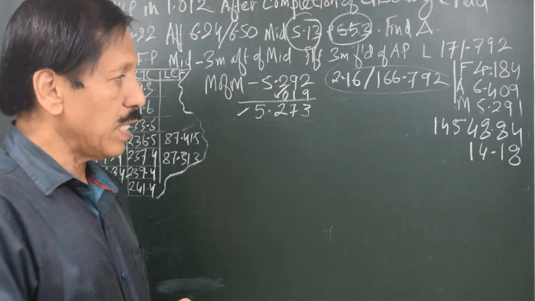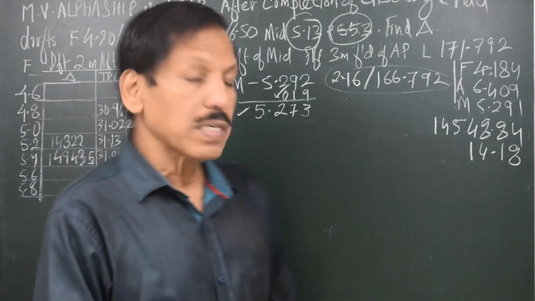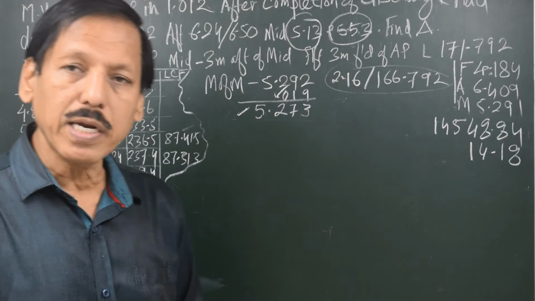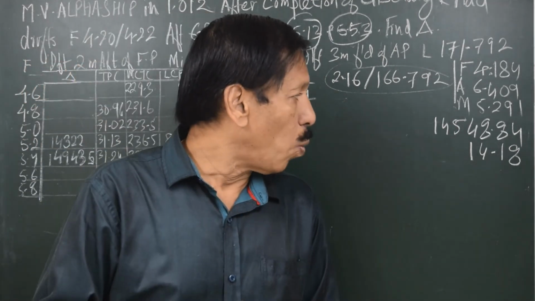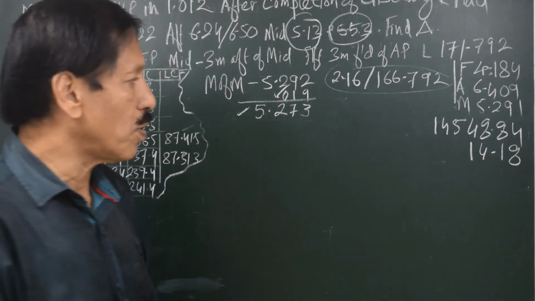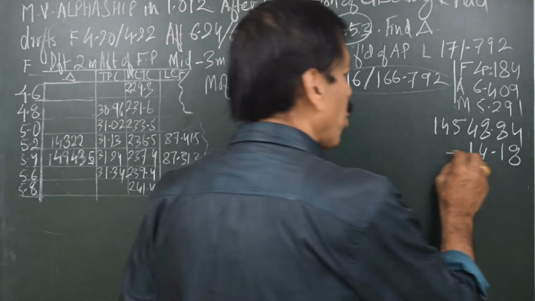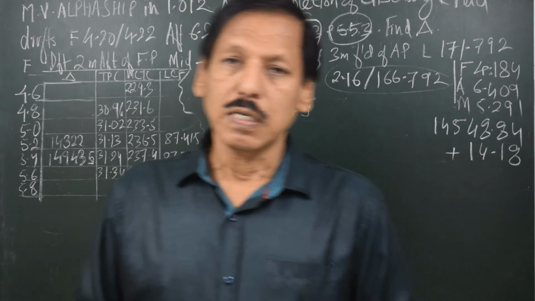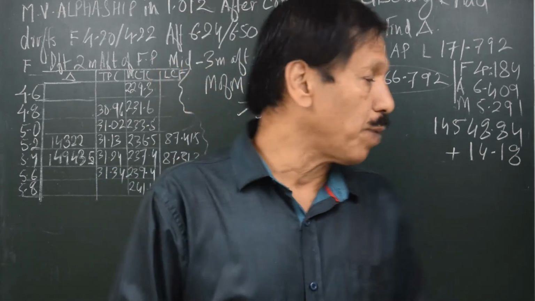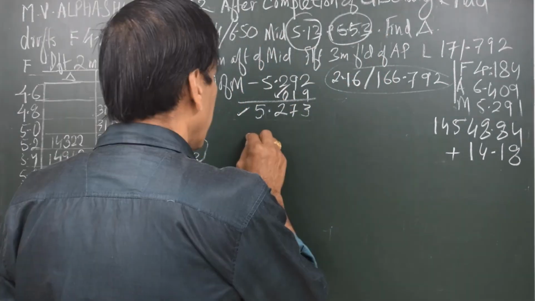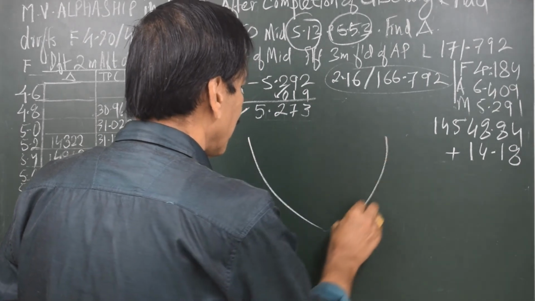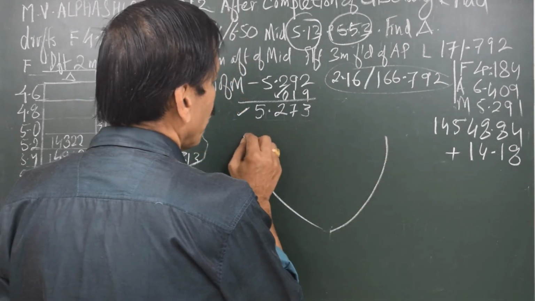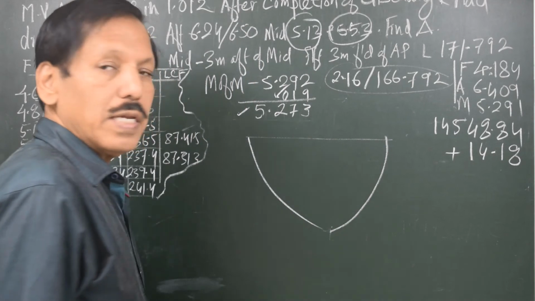The correction is in tons. So we add it to the previously found displacement, which was corrected for the first trim correction, that is 1454.84 tons, plus 14.18. Now we advance towards the list correction. Now in this particular question the vessel is listed. Let me draw a transverse view of the ship in the listed condition.